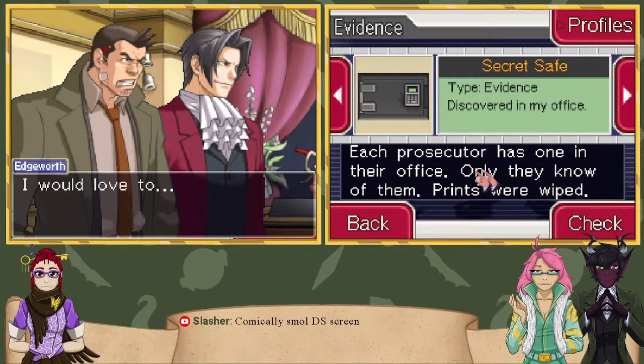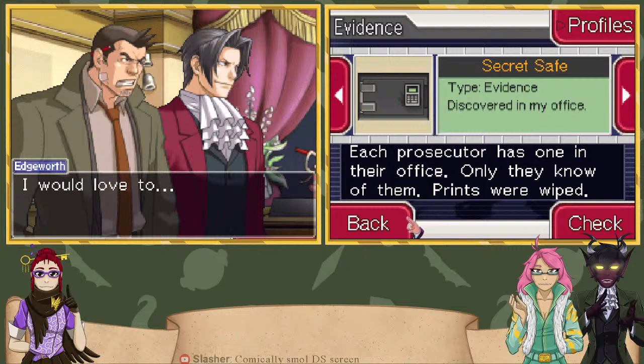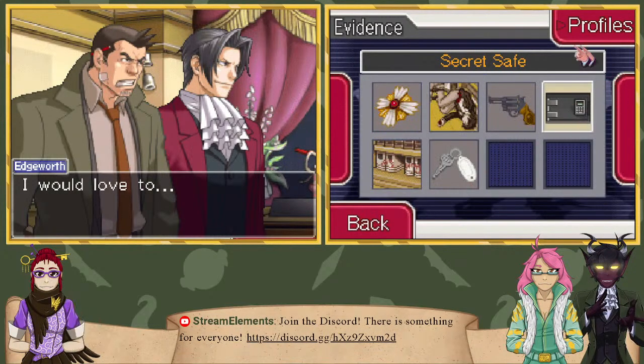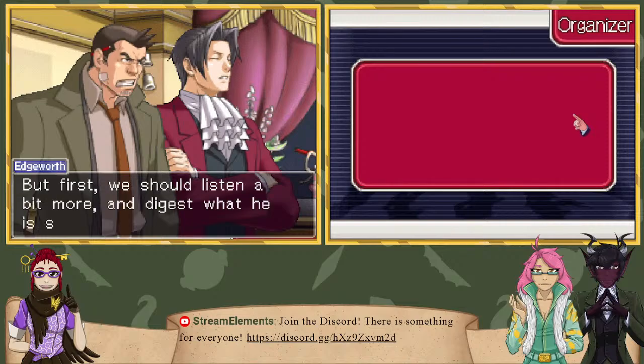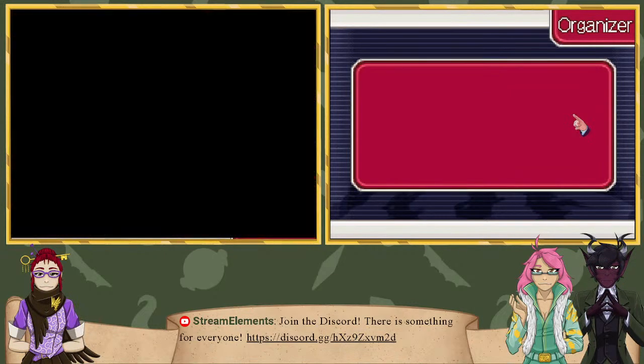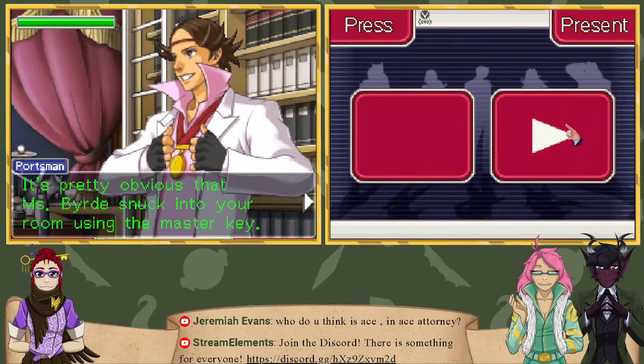Each prosecutor has one analysis. Only they know of them. The prints relate. That's kind of sus. Only prosecutors know of the safe. I think that's the sus. How would you know about the safe? Oh, wait. Can you check out the keys real quick? What does it say about those? I can, but I'm going to go back to the thing. I really want to go there.